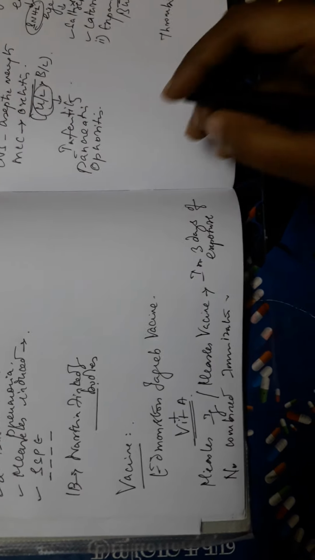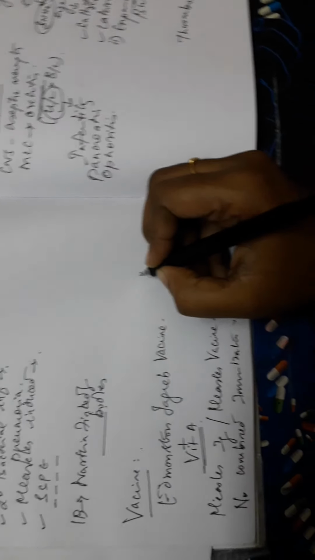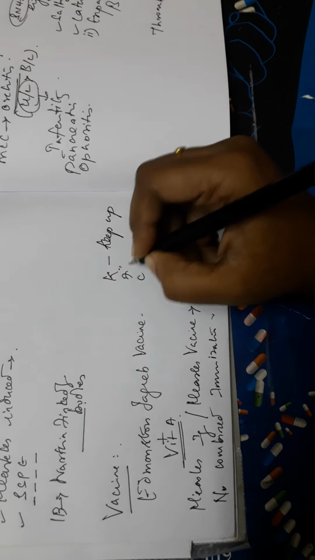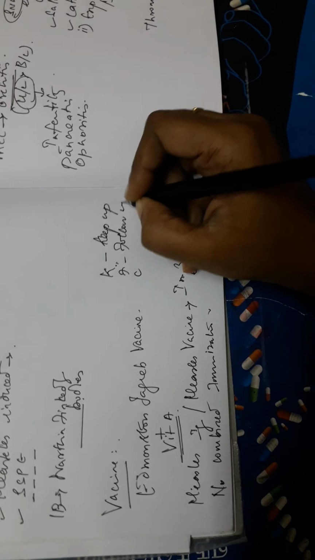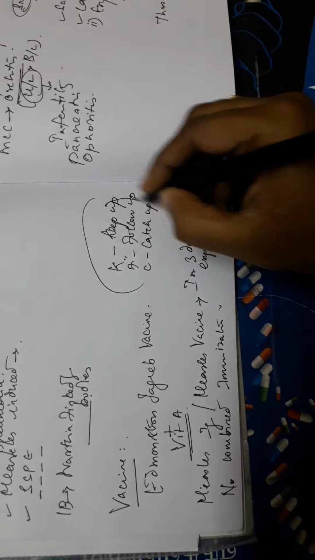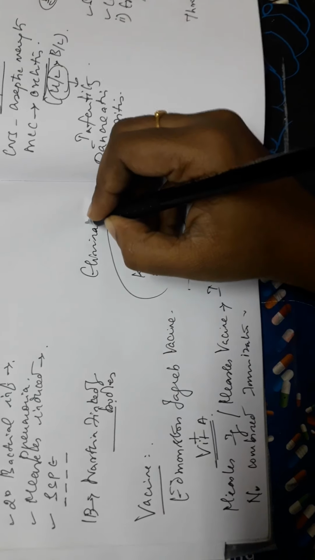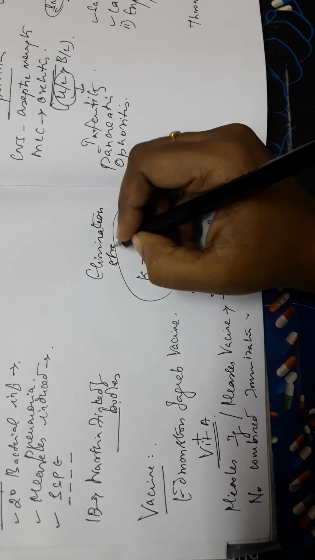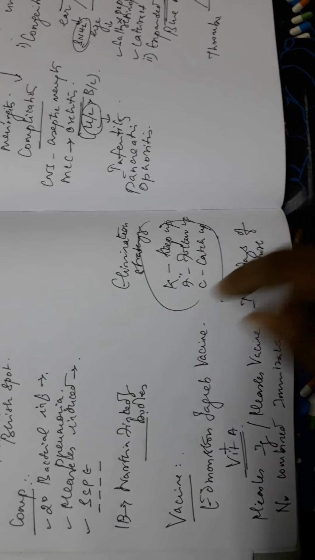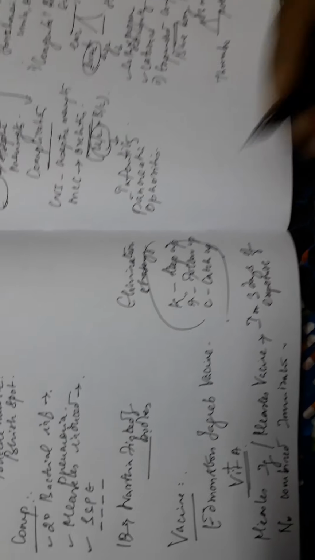The next is the elimination strategy. The one strategy which is followed is called KFC, that is keep up, follow up the cases and catch up the unvaccinated kids. That is called the KFC strategy. This is the elimination strategy of measles, and it was asked once in the NEET question or old All India question. Actually there is no term called KFC; it is catch up, keep up, follow up.